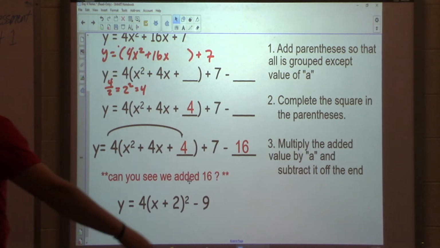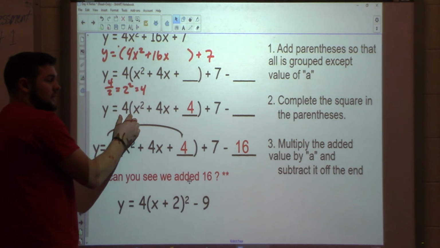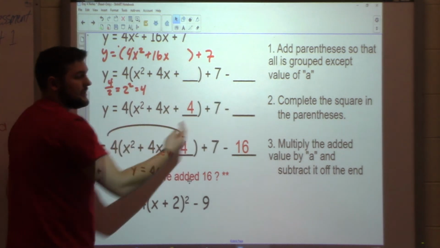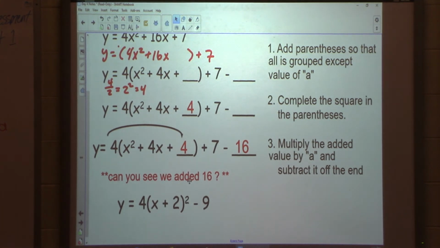So because I added 4 in here, and I took a 4 out already, I got to do 4 times 4, and that's the amount I subtract. So that's the really big difference today, and a lot of people forget to do that. They're going to add 4 on the inside, they're going to subtract 4 on the outside. Don't be that person. Right? That person gets it wrong on the test, and that really sucks. Okay?